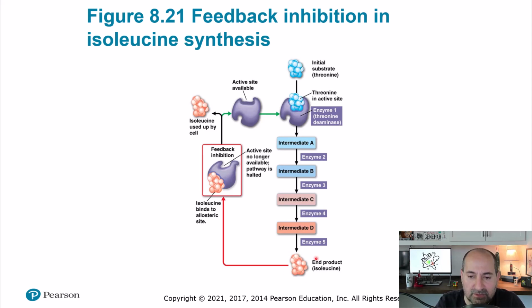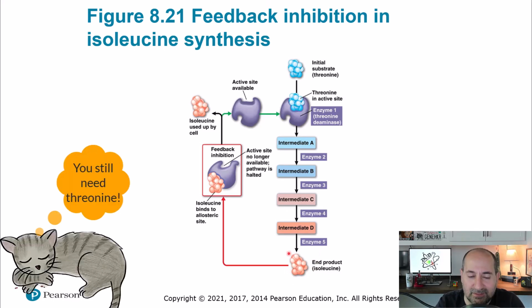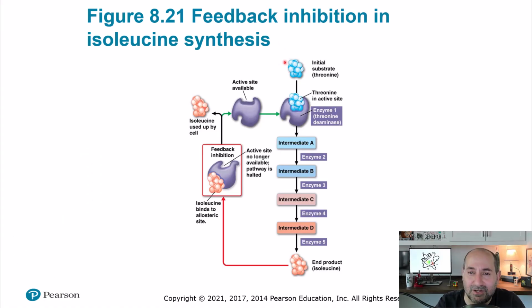Because the cell wants isoleucine, right? It uses isoleucine to make proteins. But what's the problem with converting all of your threonine to isoleucine? That's right, you still need threonine. You can't afford to convert all of your threonine to isoleucine because that's just as bad as having no isoleucine. Does that make sense? So in this case, this is a perfect candidate for feedback inhibition. This is the perfect setup for a feedback inhibition mechanism.